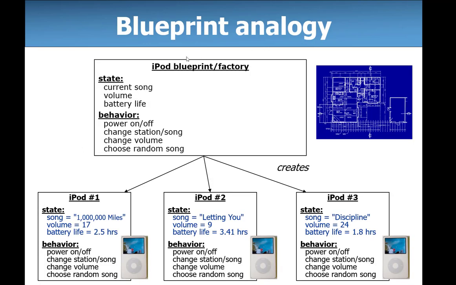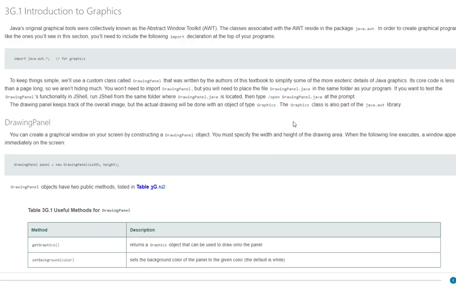Recall that a class is just a blueprint. So here is a blueprint on how to create an iPod. Different instances of iPods are created. Let's look at some examples from the textbook in the supplemental Chapter 3 on graphics.